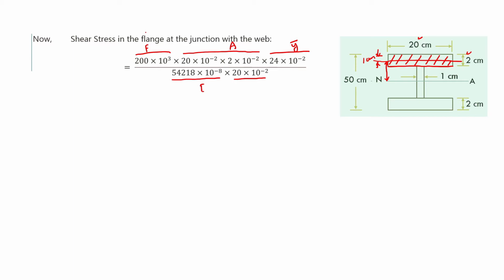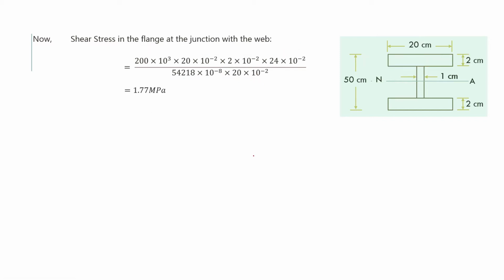किसकी width? Shear stress in the flange. हमें फ्लैंज पे shear stress निकालना है. So we will take the width of the flange at the junction. तो जंक्शन पे जो फ्लैंज की width है this is 20 centimeter. So here we are taking 20 into 10 to the power minus 2 meter. So this is the B. So now solving it further, we will get shear stress in the flange is 1.77 megapascal.